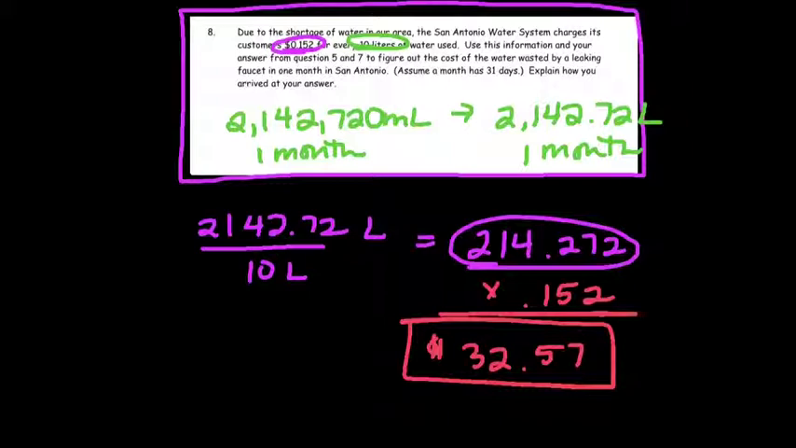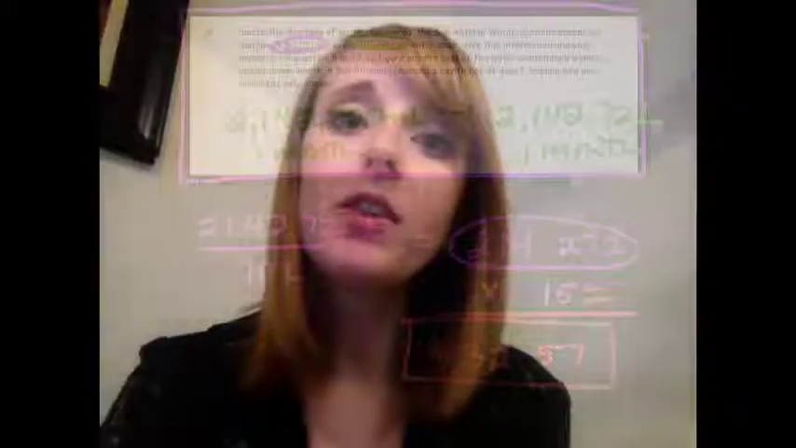So again, lots of work to find out this answer. We did have to convert milliliters down to liters, and then liters into groups of 10 liters, and then we multiply by how much they're charging us, and it's approximately $32.57. Hopefully that gave you a better understanding of how to use tables and graphs to make predictions among functions. Keep watching the videos to get more information, and remember to ask any questions that you may have in class.